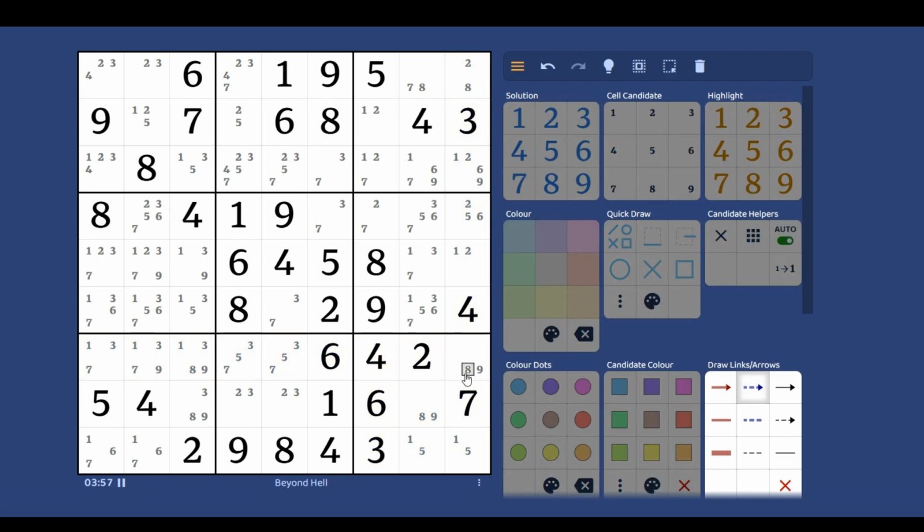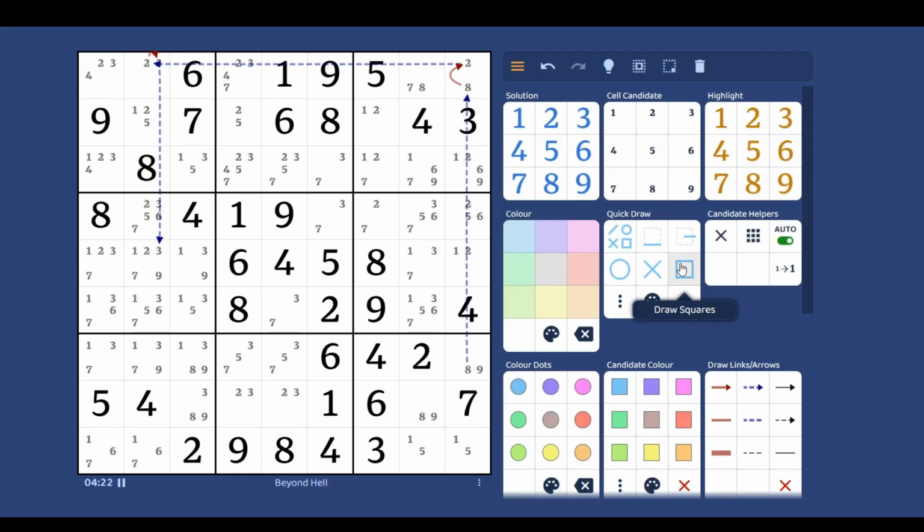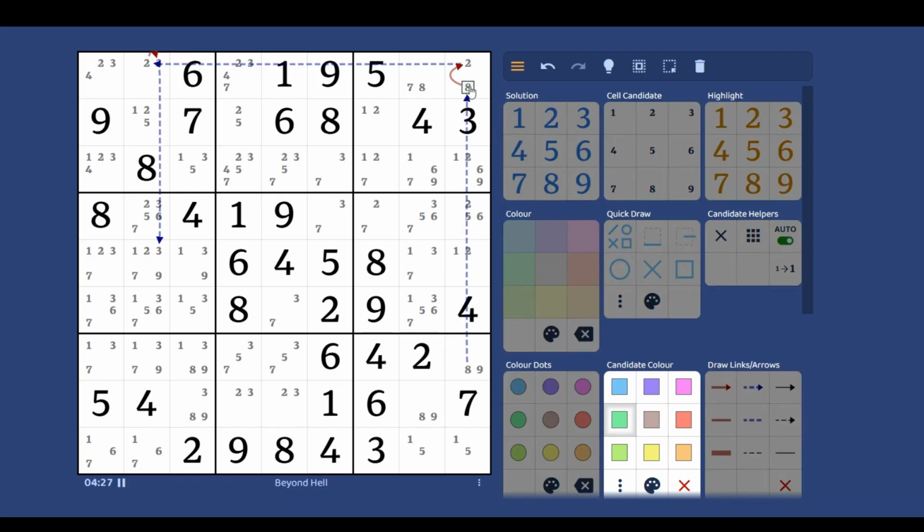We could see that our 8 is weakly linked to this 8 right here, which is then strongly linked to this 2. And then this 2 is weakly linked to this 2, which is then strongly linked to this 3. And then this 3 is weakly linked to this 3 right here. So we know that if this 8 was to be true, then this 2 would have to be true.